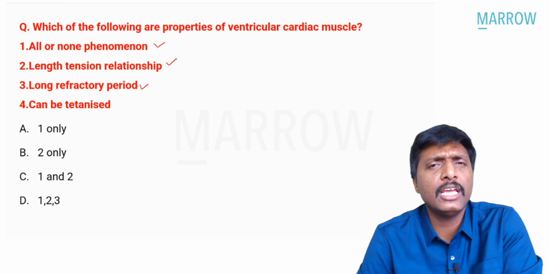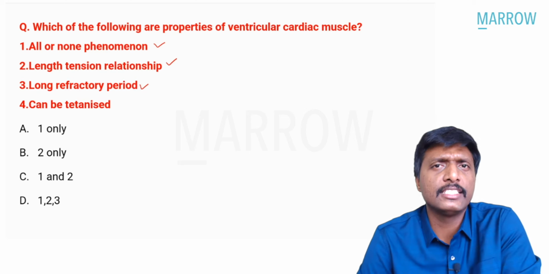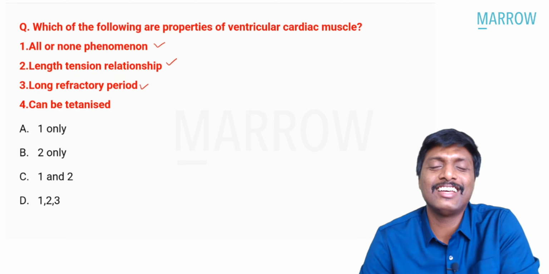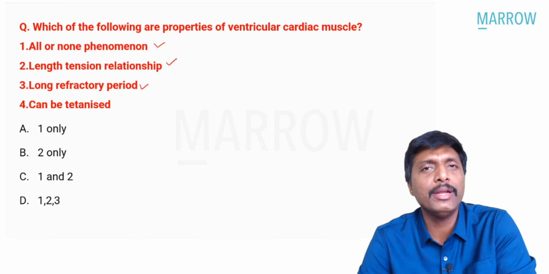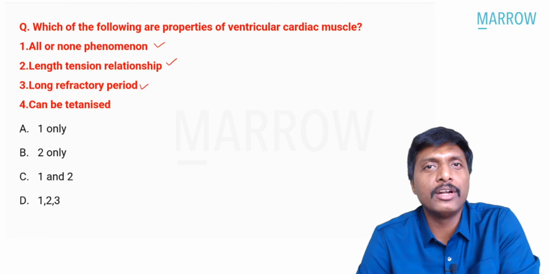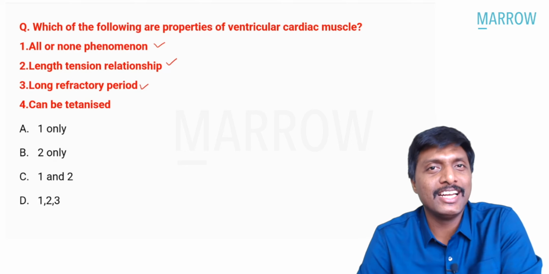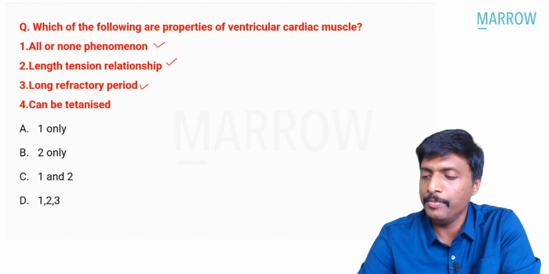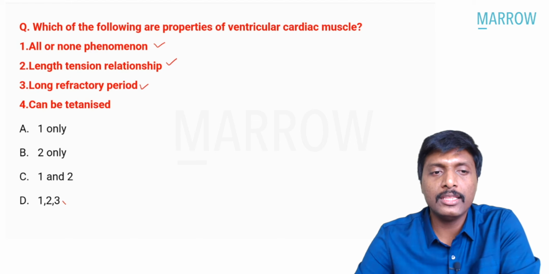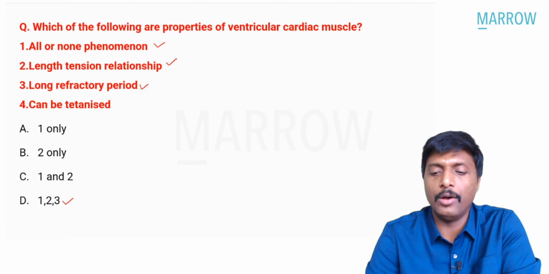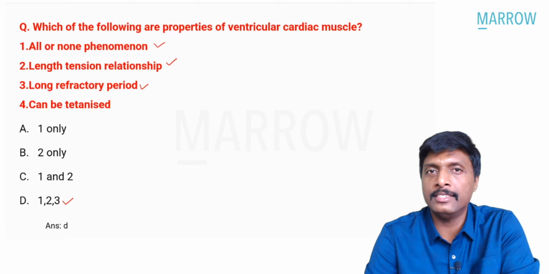But I told you many times in our video classes, cardiac muscle should not be tetanized. Rather than cannot be tetanized, it should not be tetanized, because it has to contract and pump blood to all the body regions. It should never undergo tetanization. So it cannot be tetanized. So which of the following are properties of ventricular cardiac muscle? 1, 2 and 3 are properties. The fourth is not a property. Now look very carefully. The answer is D.